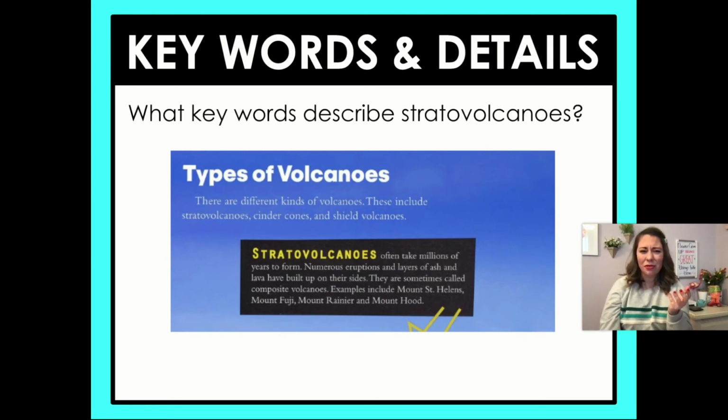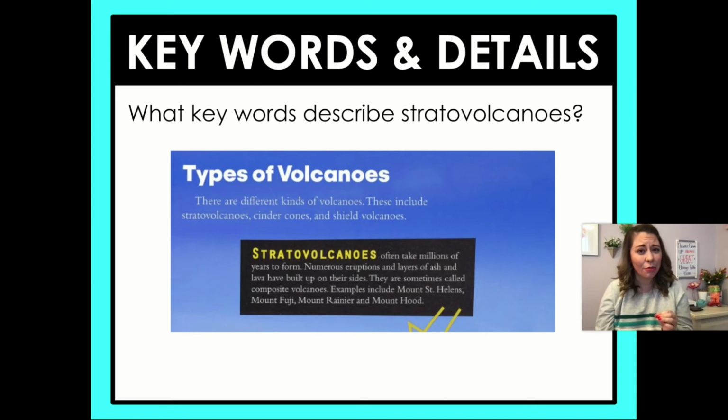Right. Those we probably wouldn't consider a keyword to describe stratovolcanoes. They're giving us examples of them, but if I don't know what Mount Rainier is or what Mount Hood is or any of those examples are, that's not going to help me to understand stratovolcanoes. So I wouldn't say that those are keywords that help to describe them.